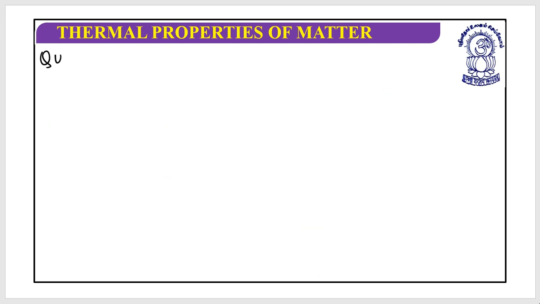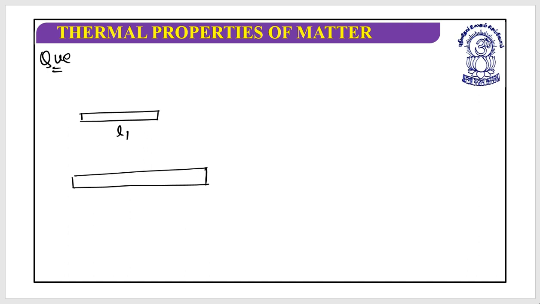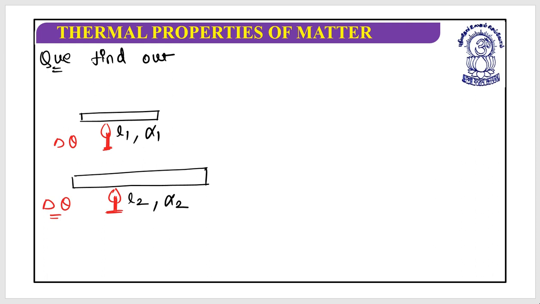Suppose this is one of the rods and this length is L1. This is another rod and this length is L2. Suppose this rod is heated up by a certain temperature delta theta, and the other rod is heated up by the same temperature difference delta theta. One more thing, this one has a temperature coefficient of alpha 1, and this has a temperature coefficient of alpha 2.